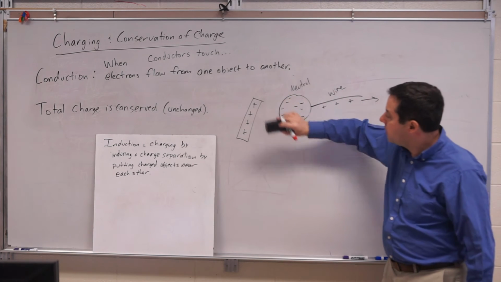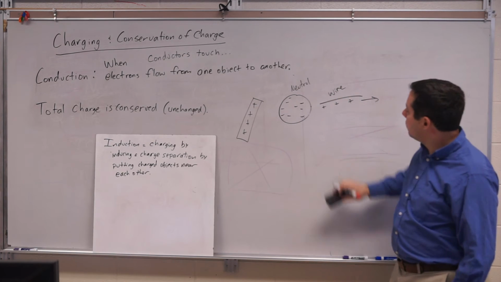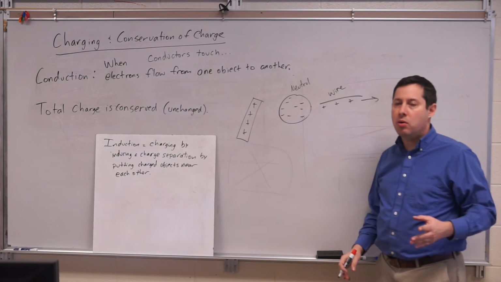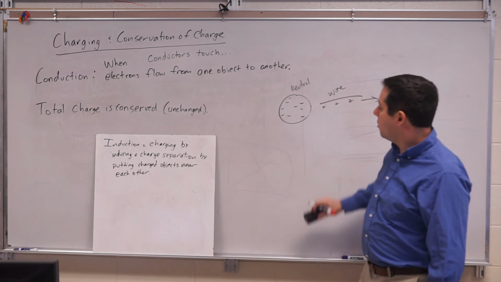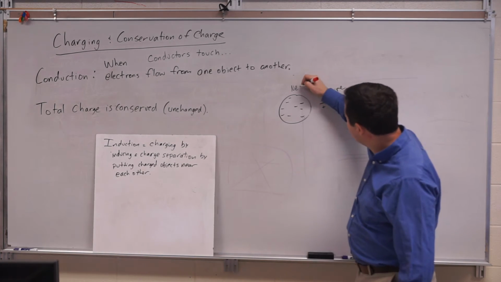But if before you take that away, you cut the wire, you don't give those electrons any place to go, right? So now you can take away this, boom, and your object that was neutral is no longer neutral, it's now negatively charged.